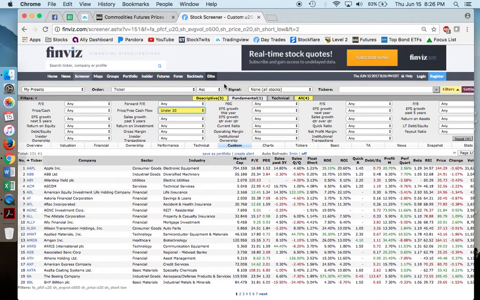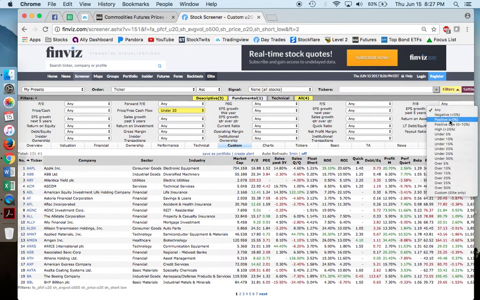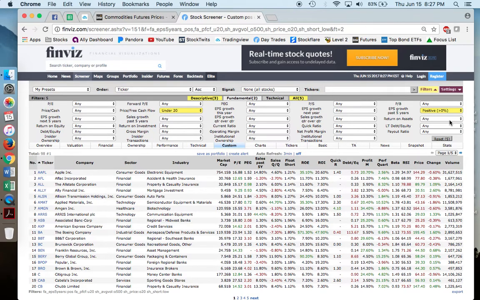But we also want the EPS growth over the past 5 years to be positive. So just using these 5 things in itself, you're already bringing the list down to under 100, which is good.